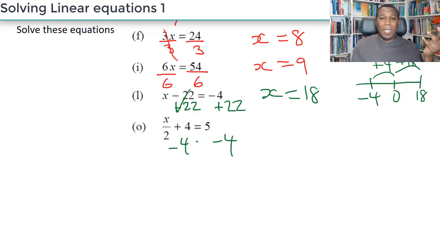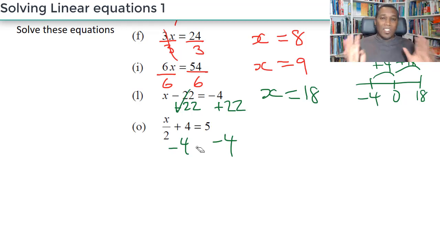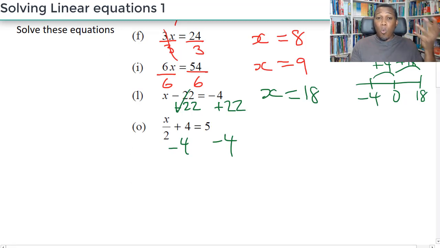So in many ways, you're thinking about the function machine method, but you're using this left-hand side, right-hand side strategy on paper. But that thought process of what happens first and second, what has to happen last, does feature. If I take away 4 from both sides, I'm left with x over 2 on the left, and it's equal to 5 take away 4, which is 1. That's the first stage.